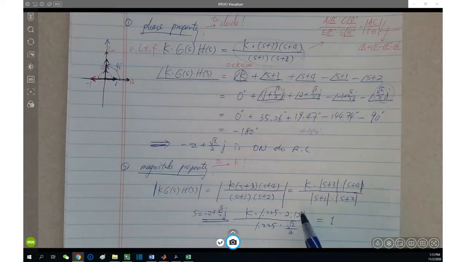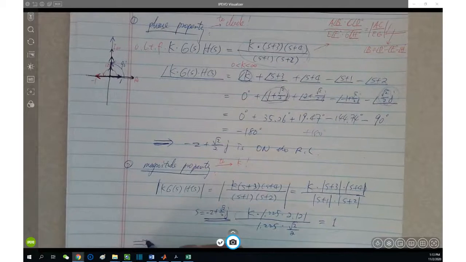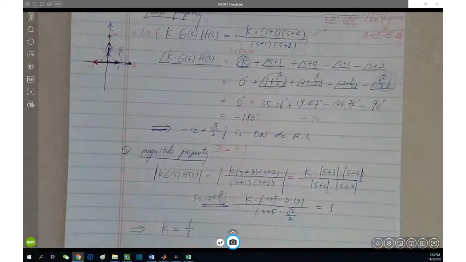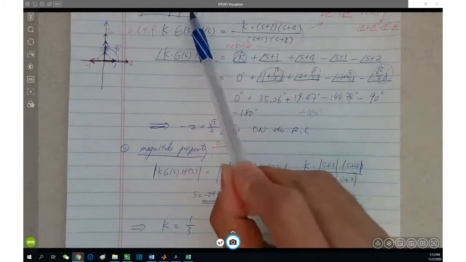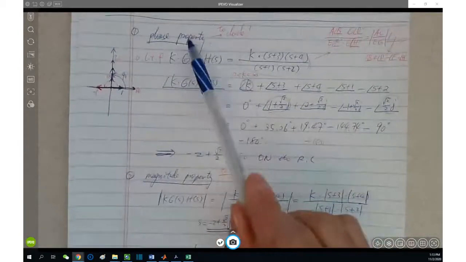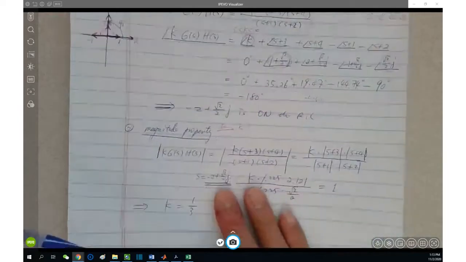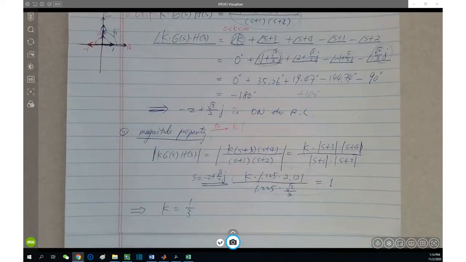Therefore, from here, we are seeing one equation including only one unknown, which is K. So find the K value here. It's 1/3. Just as simple as this. Using, once again, the phase property to check a given point. Second, use the magnitude property to find the K value, if the given point is along the locus.